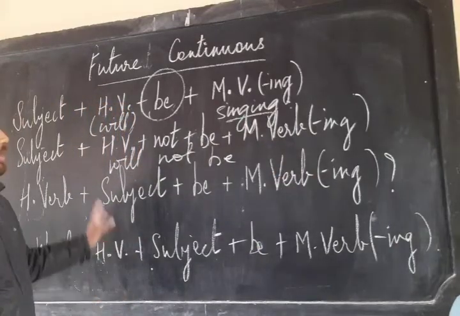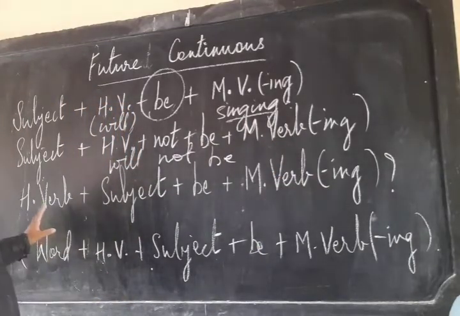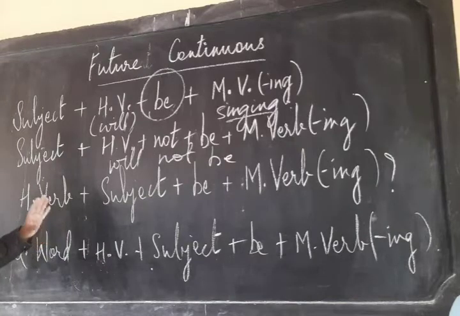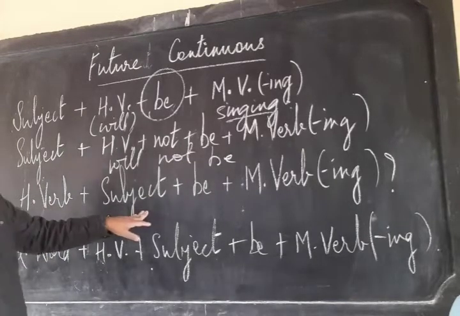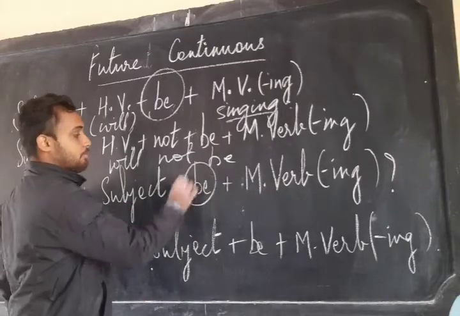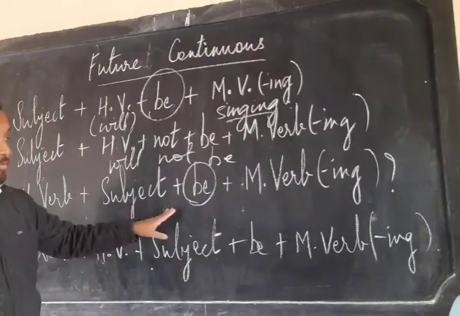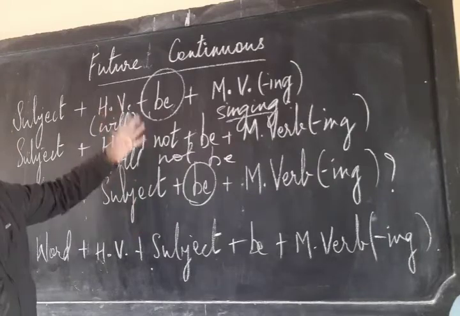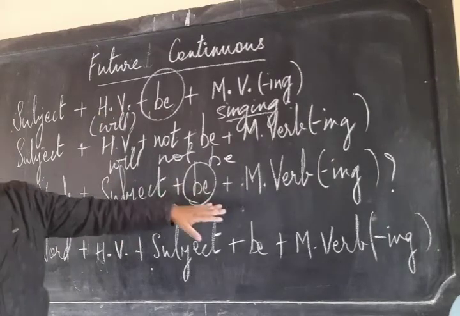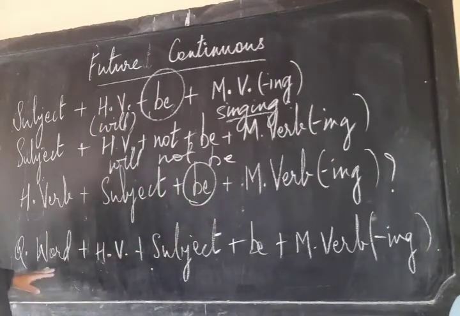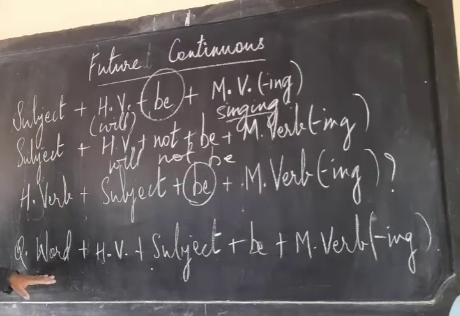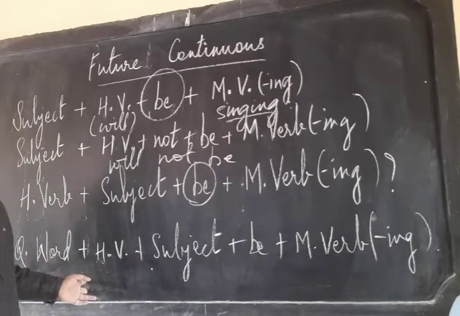He will not be singing, she will not be singing, okay? Then how to form a question? Again, at the beginning we use the helping verb, then the subject, and we use be after the subject when you are forming a question for future continuous. Again, the verb will be in ing form. Add a question word at the beginning, it becomes an information question.